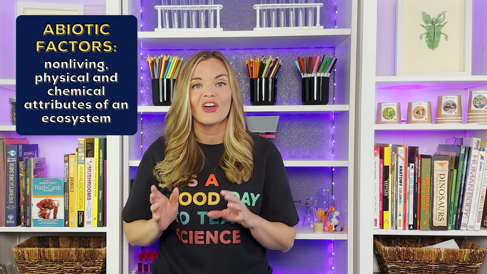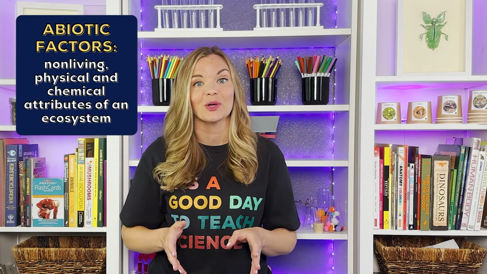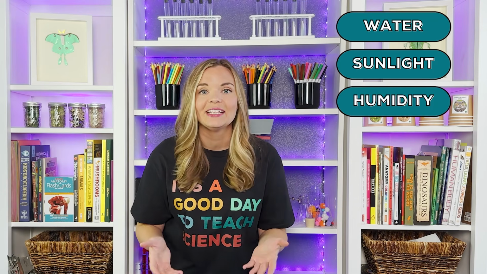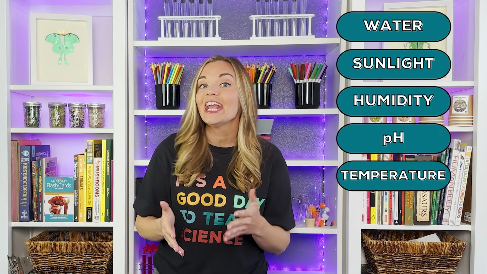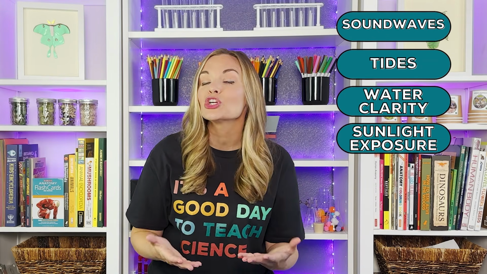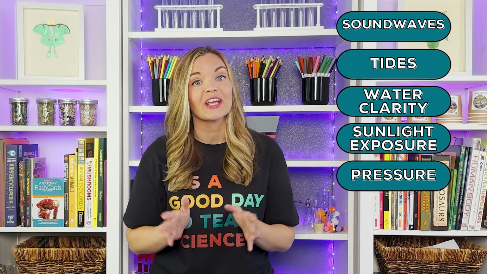One thing to know before we continue: dead or once living things are also considered biotic factors. The prefix a means without, and bio means life. So abiotic factors are the non-living elements of an ecosystem. These are the chemical and physical factors, components such as water, sunlight, humidity, pH, temperature, and climate. For organisms that live in the water, sound waves, tides, water clarity, sunlight exposure, and pressure are all considered abiotic factors.